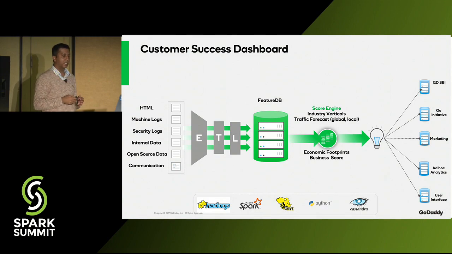After that, we put different scoring engines on that data set. If there are keywords coming out of the web content, then we do the industry verticalization on that data. We classify this website into 100 different industries so that we can have a market or industry-specific solution for this website. Then we do the traffic forecast, global and local: what their traffic to a particular website will look like on a monthly level in the US and from global IP addresses. Then the economic footprint of a particular business, or the business score. All this data goes into different platforms or initiatives across the company.